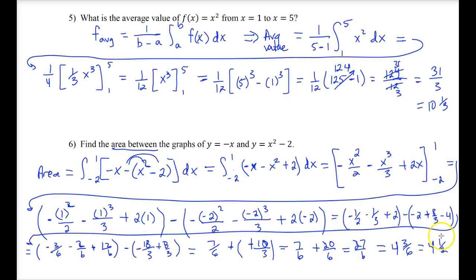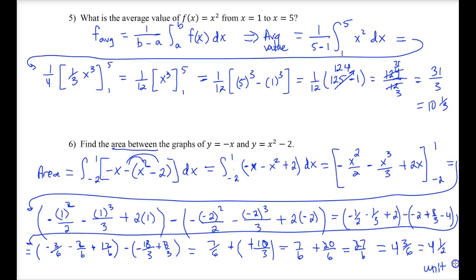Okay. And so you can choose to leave it as 27/6 square units if you want, or you can translate it into this mixed number. Either way is fine.